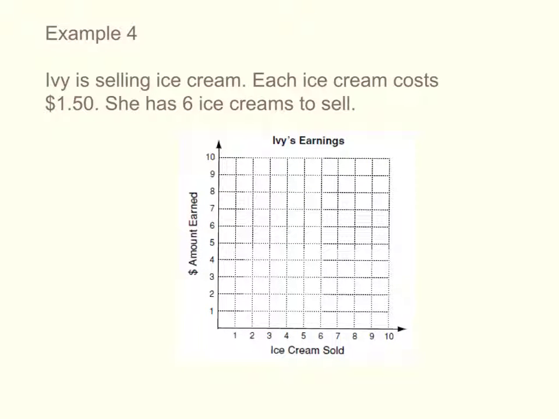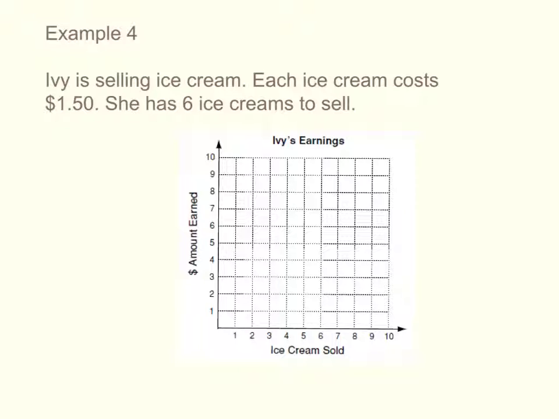So here's example 4. You should pause the video and start copying down the example as well as trying to recreate the graph. Don't worry about making every single horizontal and vertical line. As long as you get a good idea for where they go, that's fine. So we know Ivy is selling ice cream. Each ice cream costs $1.50. She has 6 ice creams to sell.